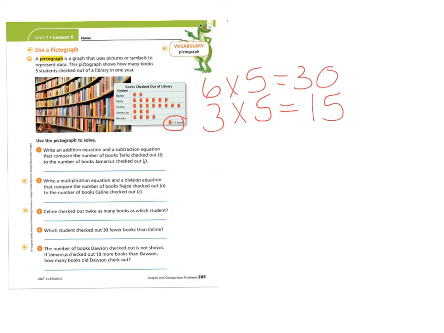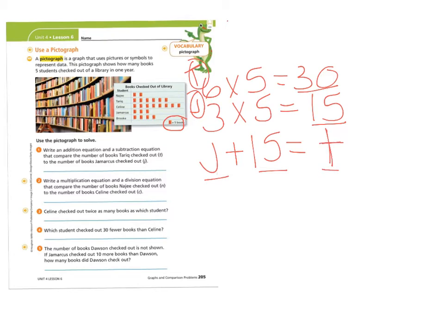So we need to compare the number of books Tariq checked out. Let me label these here. Tariq and Jamarcus. Okay. To the number of books that Jamarcus checked out. So here we go. Jamarcus had 15 books. So if we add another 15, we will get Tariq's total. So there's an equation that is comparing the two amounts of books. J for Jamarcus. Jamarcus's total, which is 15, plus another 15 will get us to 30, which is Tariq's total.